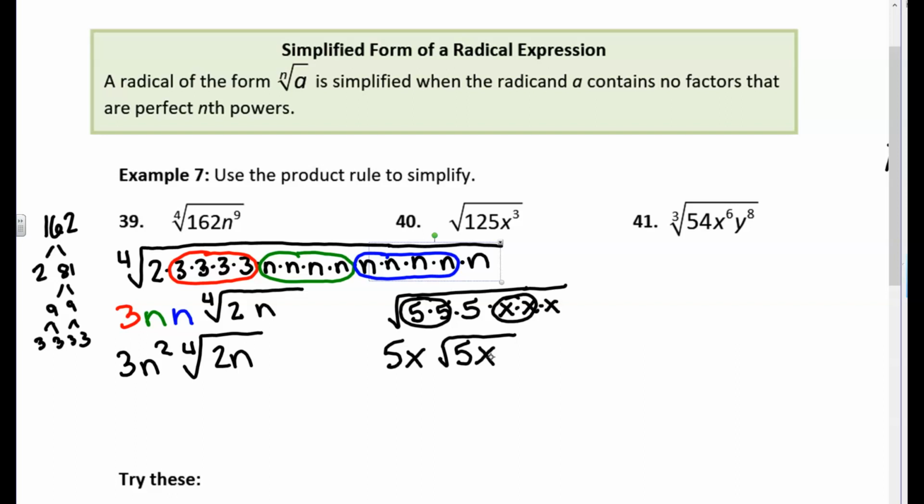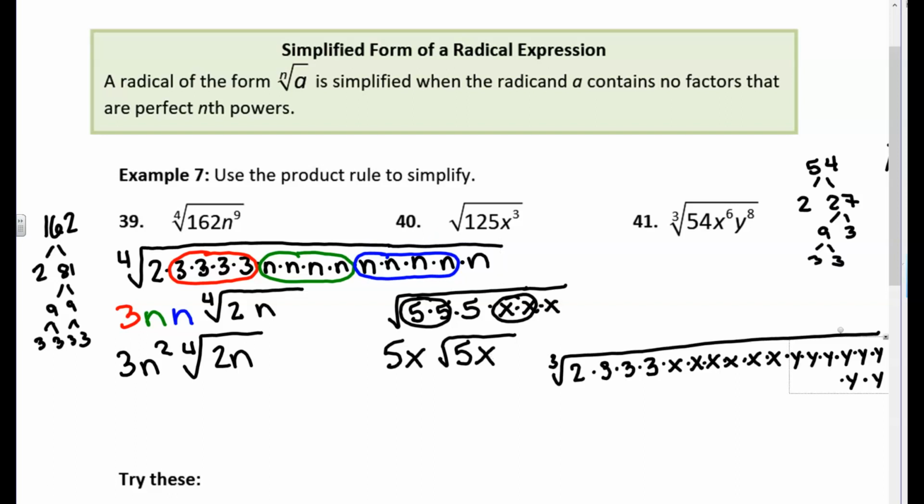So let's look at number 41. I'm going to factor tree the 54. All right, I've written it out in longhand, and guys, if you see this, you don't need to do this, but this can be helpful. I've factor treed the 54. I've written it all out. Because we're dealing with cubics, I'm looking for groups of 3. I've got a group of 3 3s, so I can take a 3 out. Then I've got a group of 3 x's and a second group of 3 x's. That means x times x comes out. Then with the y's, I've got a group of 3 y's, a group of 3 y's, but there were 2 y's that didn't have groups, so they're still stuck.